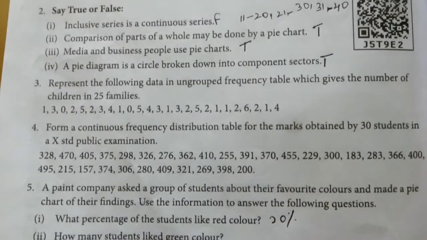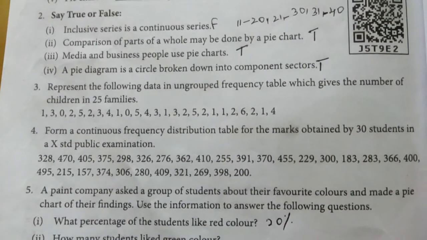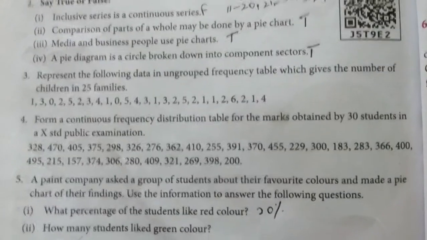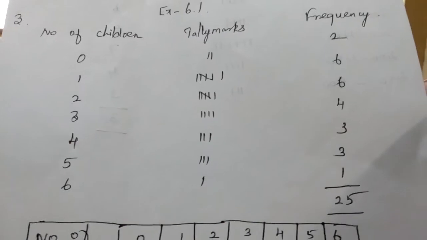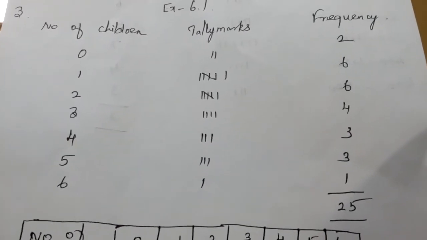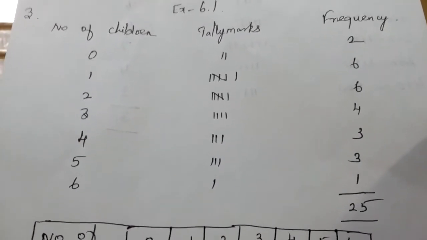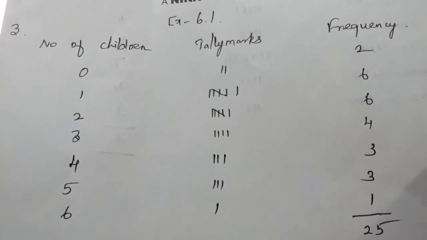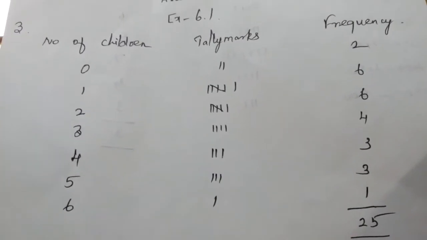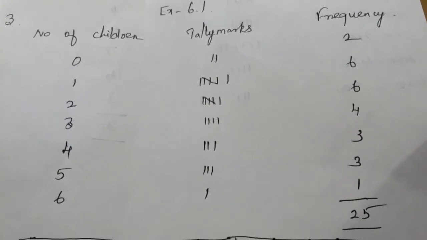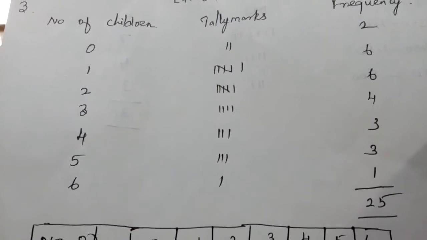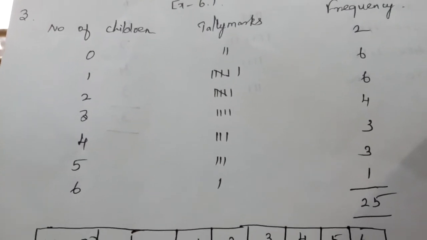So the values given are 1, 3, 0, 2, 5, 2, etc. Let us see how to do this sum. We should form the table with number of children, tally marks and the frequency. So we have to see the children 0. How many children were there? In that we have two parts. So in tally marks I have written 2 and the frequency is 2.